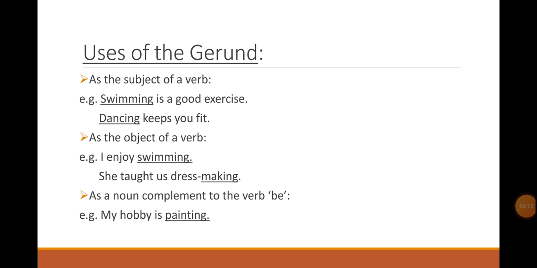Gerund can be used as a noun complement to the verb be. For example, my hobby is painting. Now in this sentence, you can see painting is the gerund. That means V1 plus ing, and it is used here as a noun complement to the verb be.